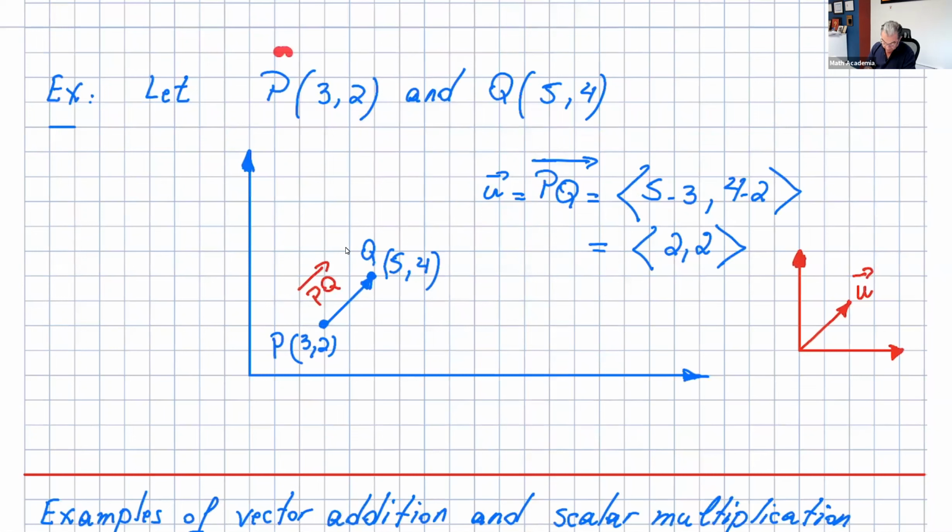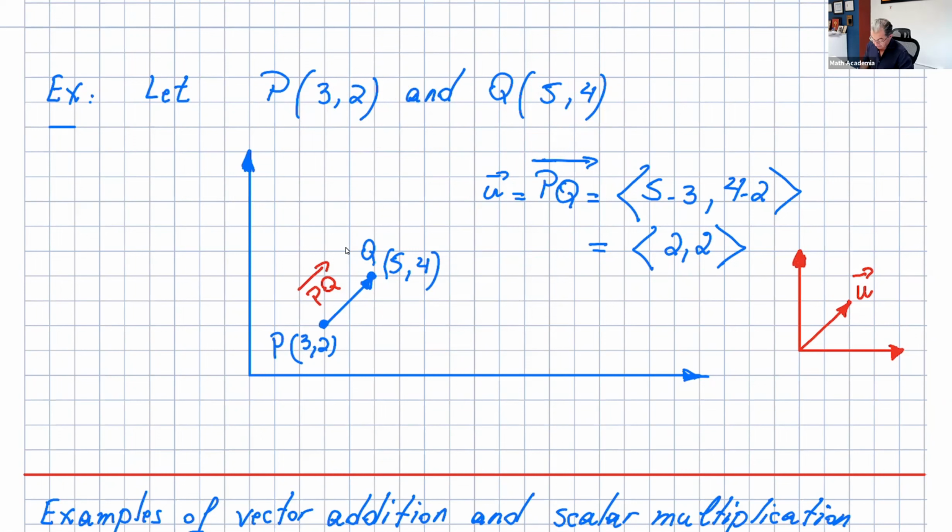I have the point P, the coordinates are 3, 2, and I have the point Q, the coordinates are 5, 4. Again, these are coordinates of that point. Coordinates are different than the components of a vector. If I want to find U or the vector PQ, I do 5 minus 3, and that's the first component or the X component, and then 4 minus 2, that's going to give you the Y component. So what we get is just 2 and 2.